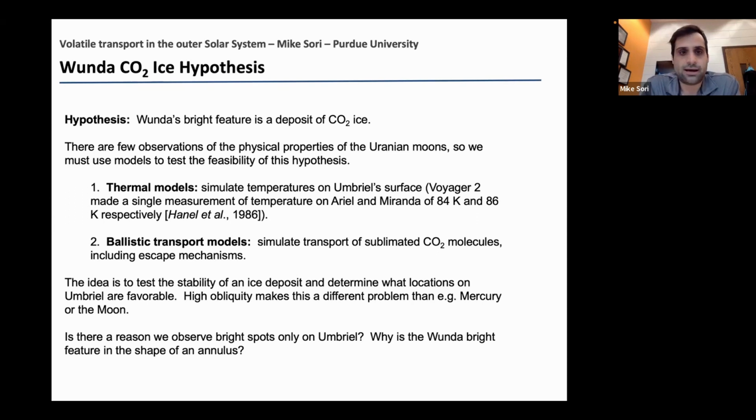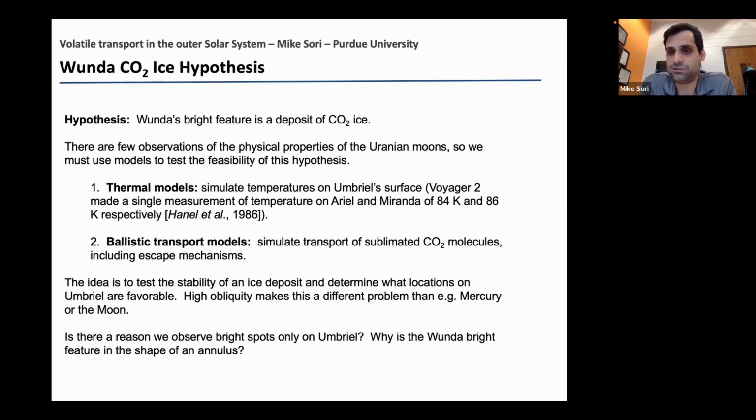The way we tested it: we don't have a ton of spacecraft observations of Uranus, but we do have the ability to do some volatile transport models. We had thermal models that we conducted to simulate the temperatures across the surface, both in space and in time, throughout a Uranian year. Voyager 2 did have a single temperature measurement of some of the moons, which is not throughout the year, but it does sort of ground us.